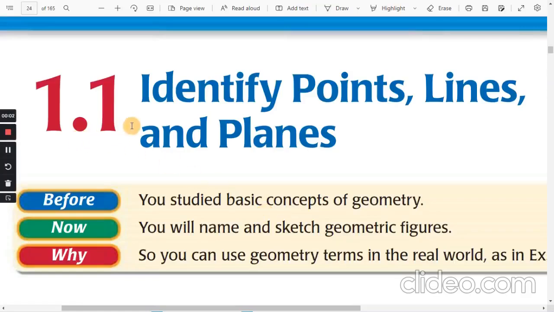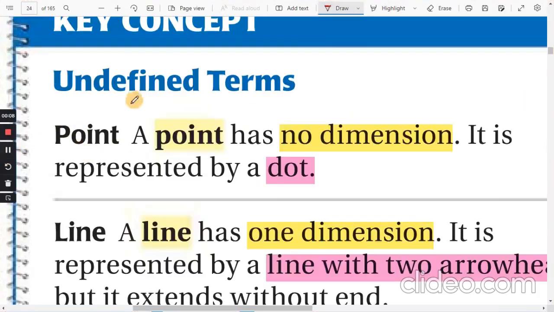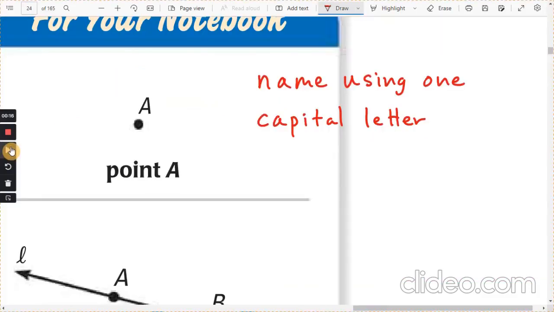Chapter 1.1, identify points, lines, and planes. So the definition of a point: it has no dimension. It is represented by a dot. So right here, this is a point, and it's labeled with a capital A, so you just name it point A. You name it using one capital letter.